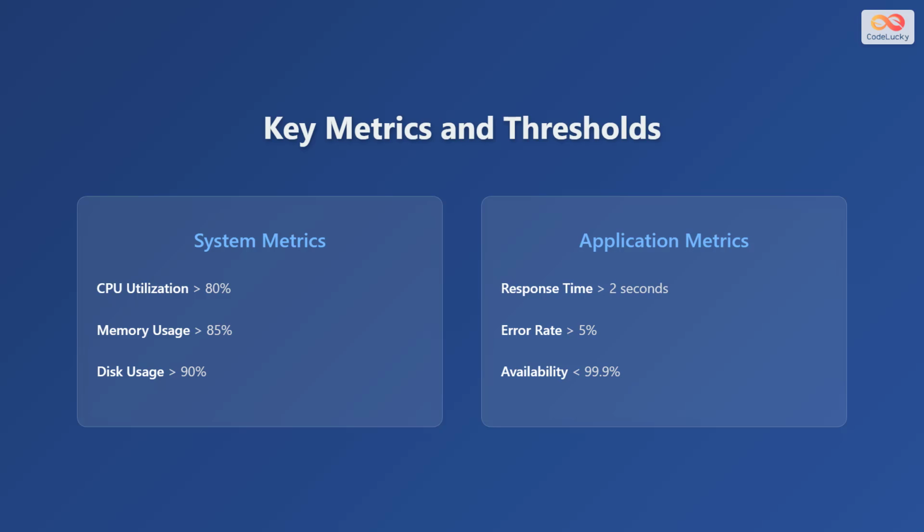Now let's move to application metrics. An alert should be triggered if the response time is greater than 2 seconds. Error rate. If the error rate is greater than 5%, there should be an alert. Availability. An alert should be triggered if the availability is less than 99.9%.